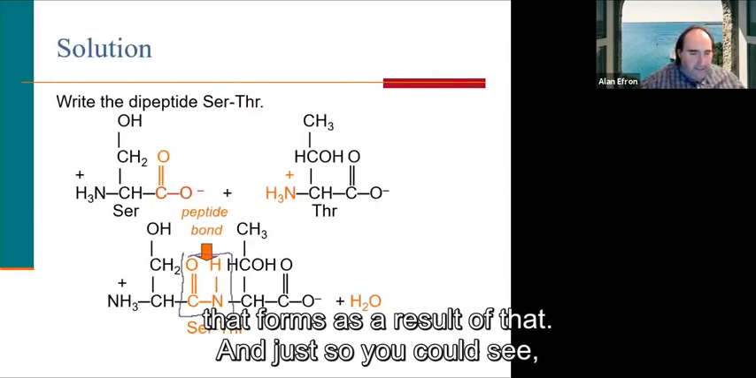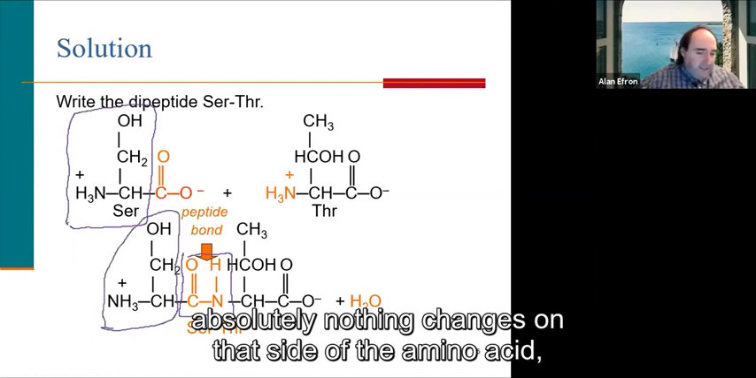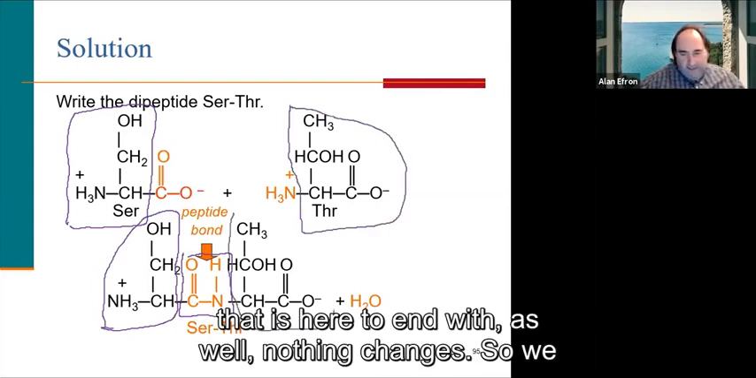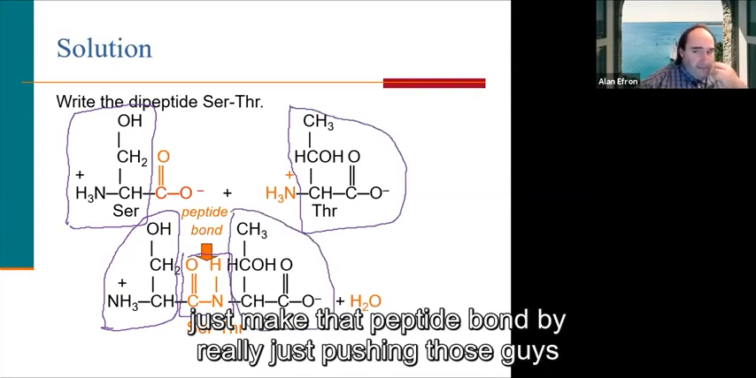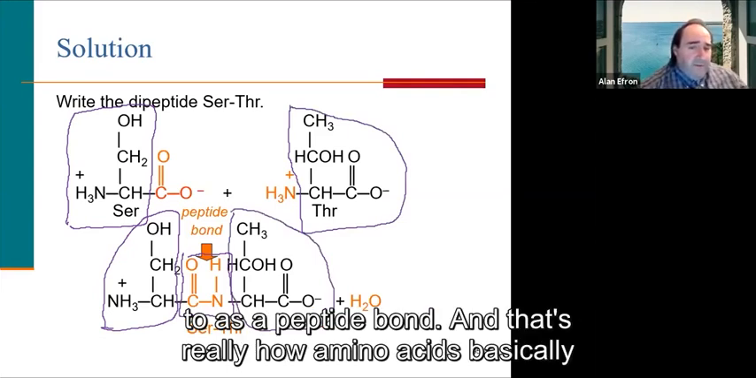And just so you can see, everything over here is exactly the same as it is over here. So absolutely nothing changes on that side of the amino acid. Everything that's piled on over here to start with is everything that is here to end with as well. Nothing changes. So we just make that peptide bond by really just pushing those guys together, and we form that amide bond, which again is referred to as a peptide bond.